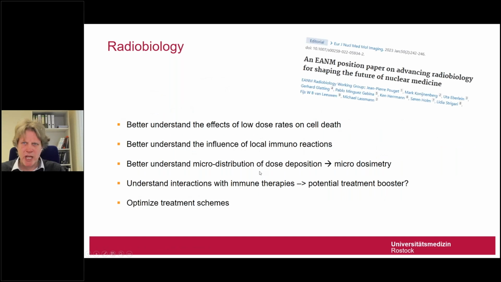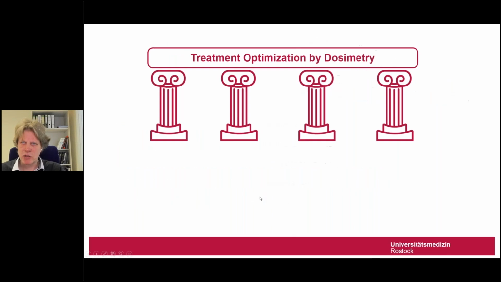So we have to better understand the effects of low dose rates on cell death. We have to better understand the influence of local immune reactions. We have to understand the micro distribution of the dose deposition, and therefore we have to perform micro dosimetry. We have to understand the interaction with these modern kinds of immunotherapies. Will there be a potential treatment booster for both? And of course, we have to optimize the treatment scheme according to the results of the radiobiological research.